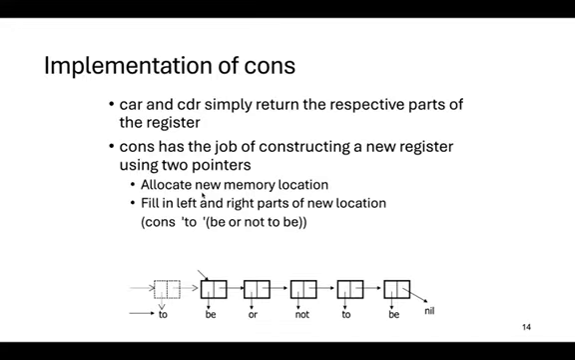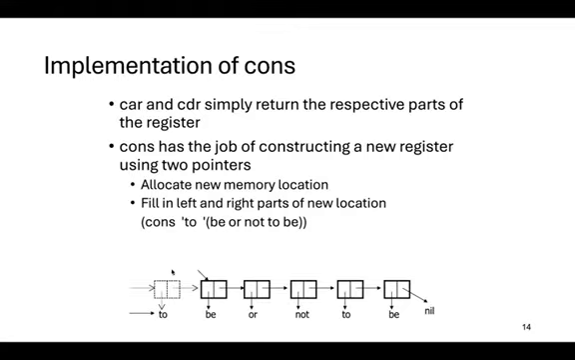So if we have a linked list, how is cons implemented? You notice that car and cdr are basically returning a node. They're not changing anything about the linked list. They're just returning the respective part of the list. So how can we implement cons? Well, cons's job is constructing a new register using two pointers. So it's trying to add a new register. Think about it as adding a new node to your linked list.